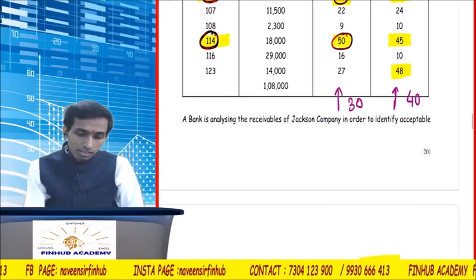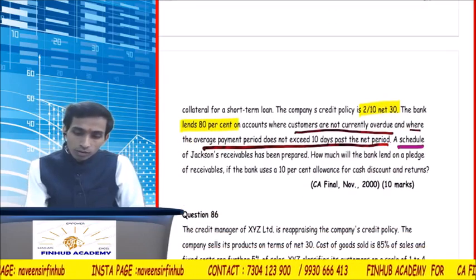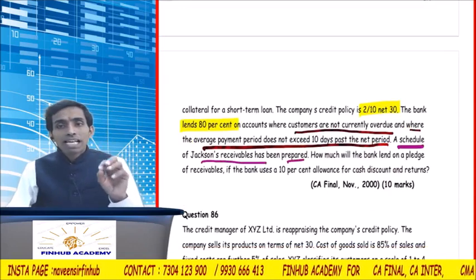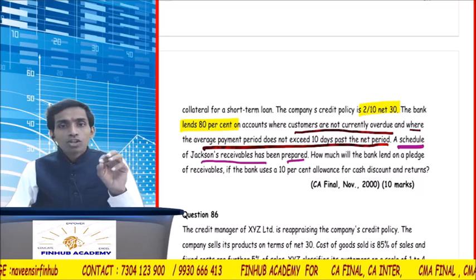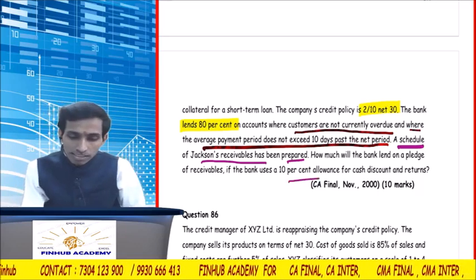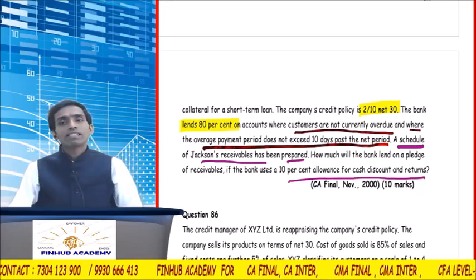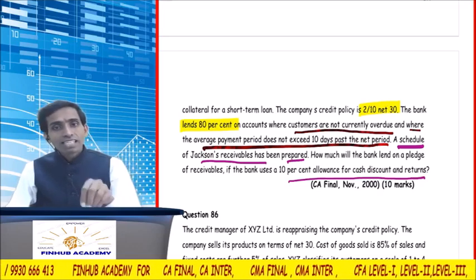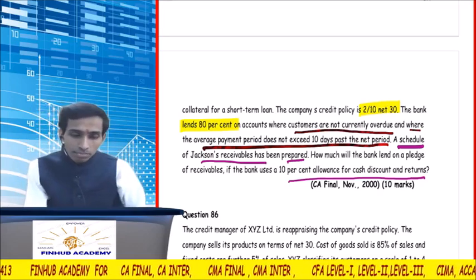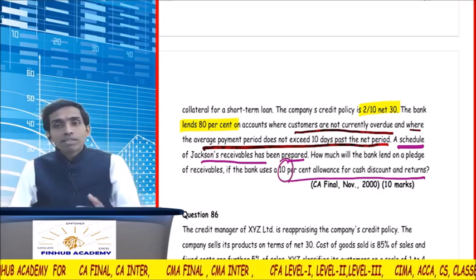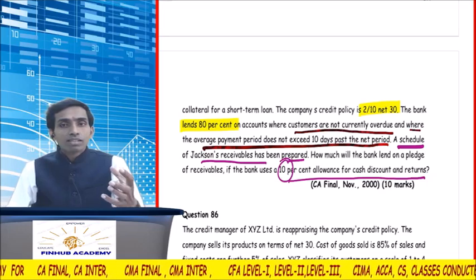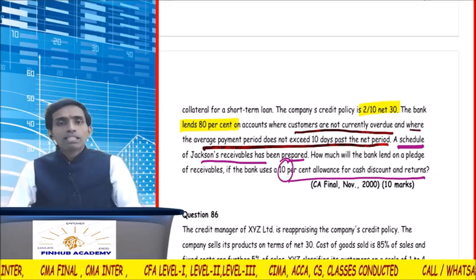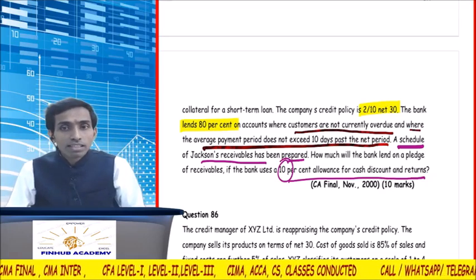See a final question. A schedule of Jackson's receivables has been prepared. How much will the bank lend on pledge of receivables if the bank uses a 10% allowance for cash discount and returns? Now what they are saying is that out of the good accounts which they will consider as collateral, the bank considers that 10% of these debtors will be given cash discount or the goods will be returned by them. Is it clear what I'm saying?